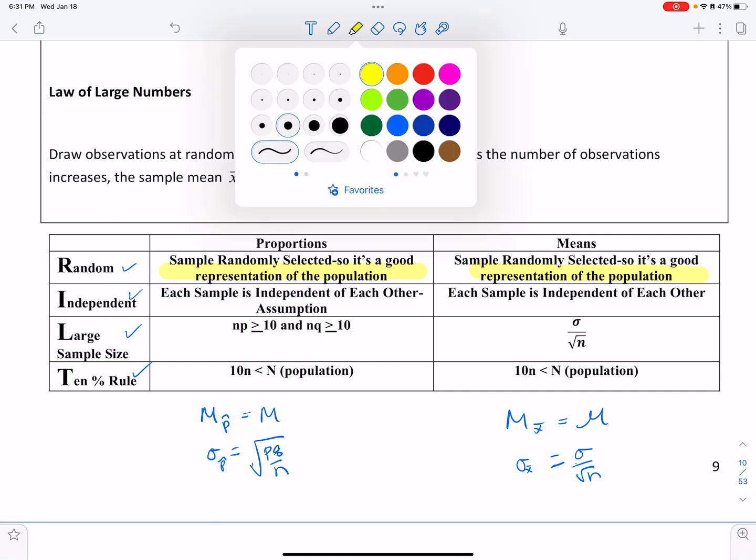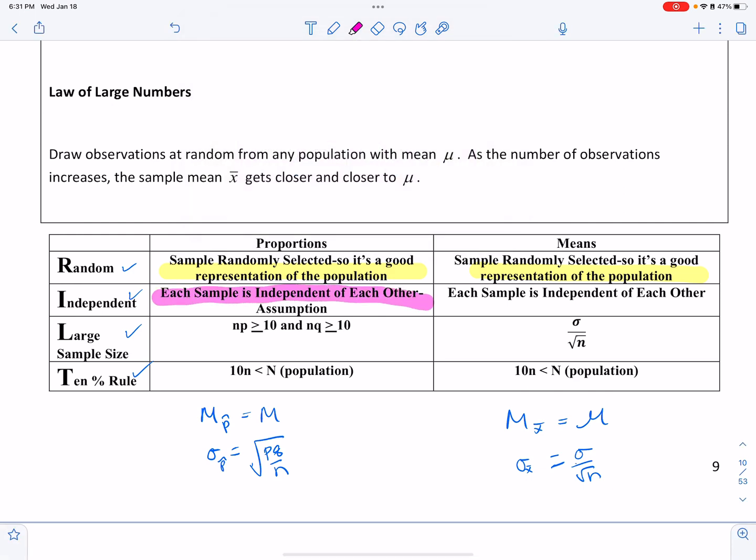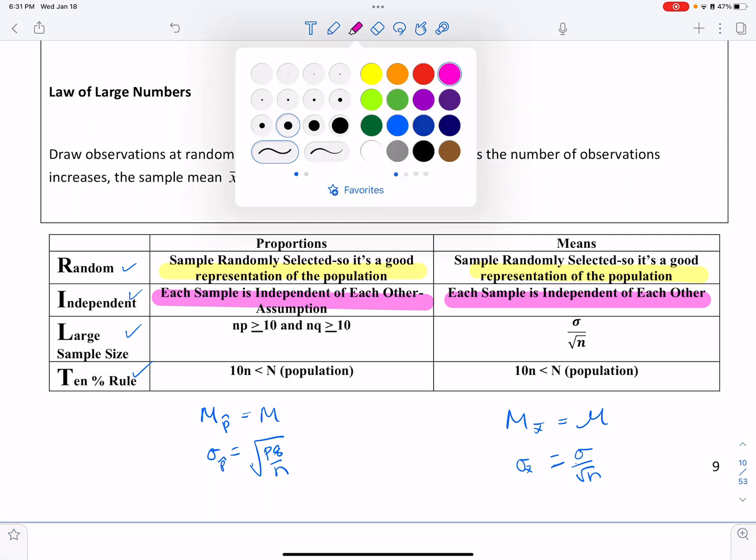Both of them have to have independence. Each sample has to be independent from each other. I cannot have a connection. If I'm interviewing men about their favorite color, and all of the men are in a club called the Favorite Color of Yellow Club, then obviously that doesn't make sense. There's a connection between all of them where they all like yellow, and then they wouldn't be independent. So I need to make sure they're independent so I can get a good representation of the population.